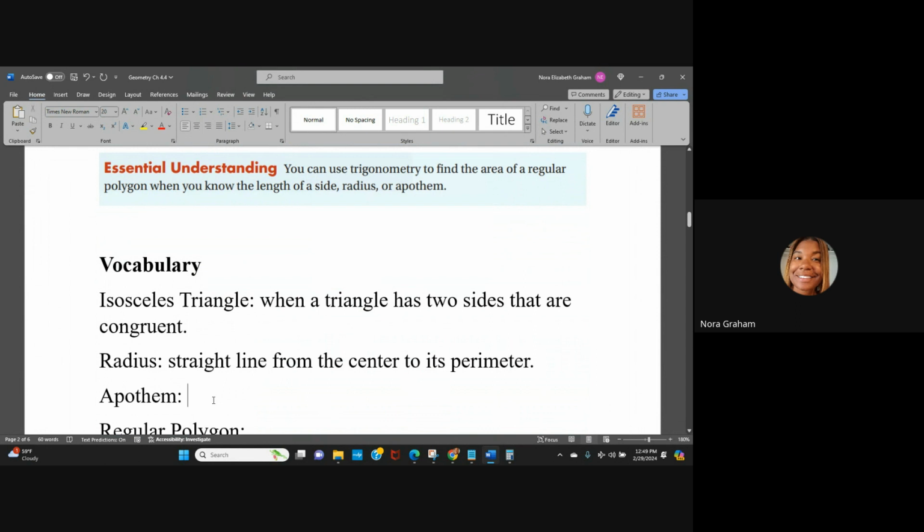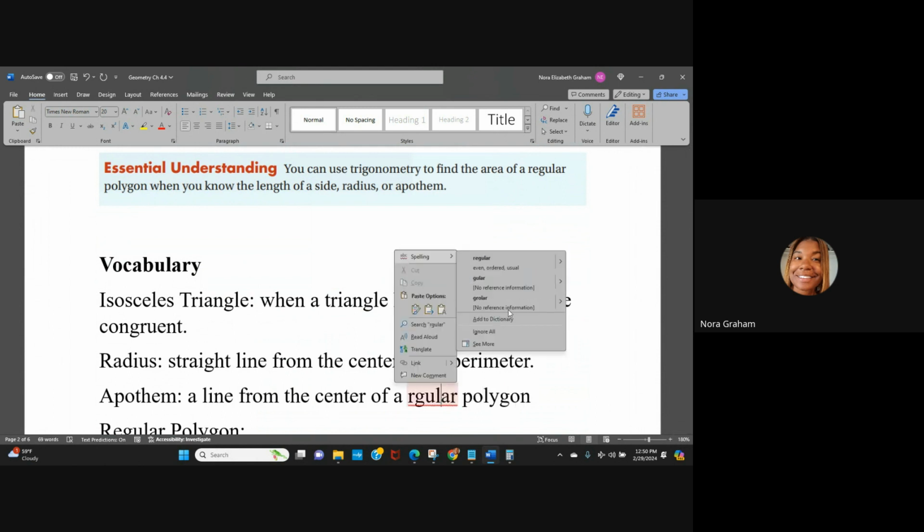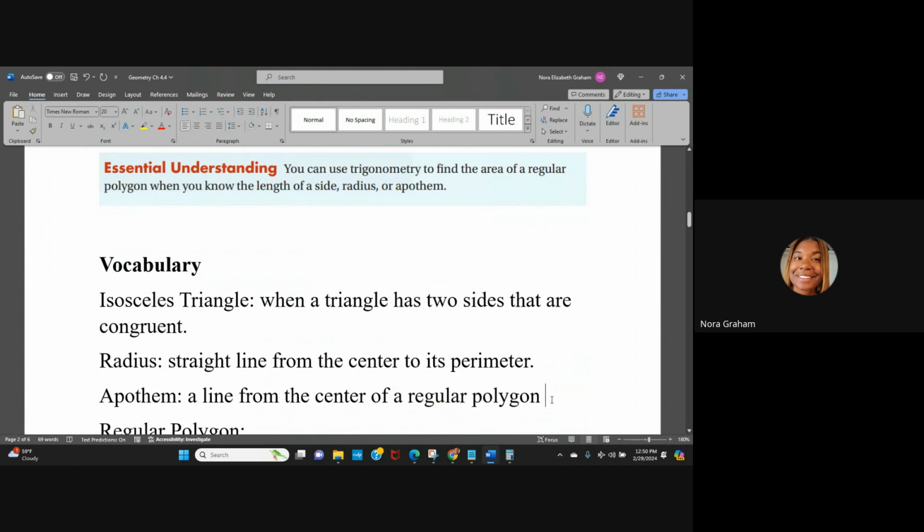The apothem, this is important because we're going to use this a lot. It's a line from the center of a regular polygon at a right angle to any of its sides. We're going to see an example of that in all of these.